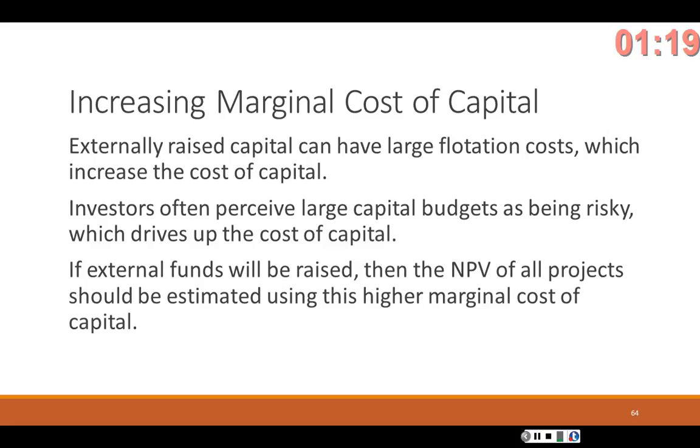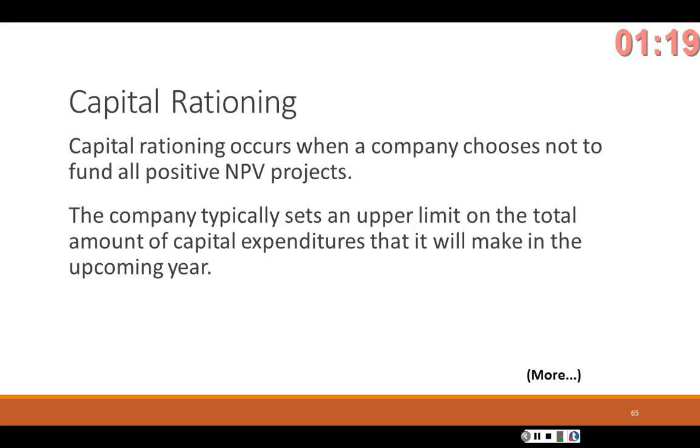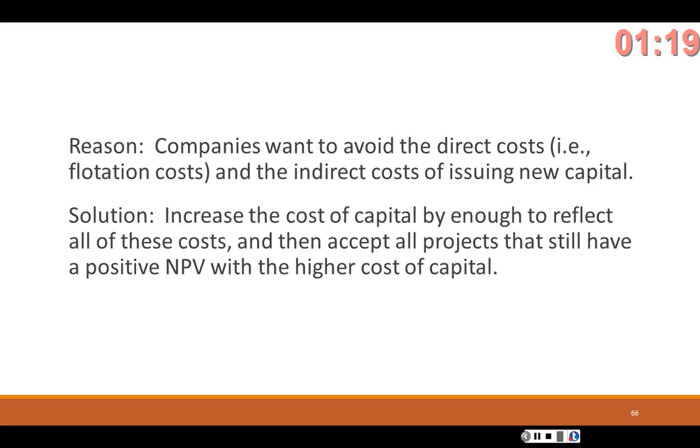If external funds will be raised, then the net present value of all projects should be estimated using this higher marginal cost of capital. Capital rationing may exist because the company may not choose to accept all positive net present value projects. The company will set a limit on the total amount of capital expenditures that it can make, and so they will rank projects and choose the projects with the highest net present value.